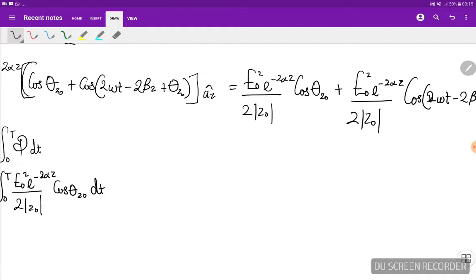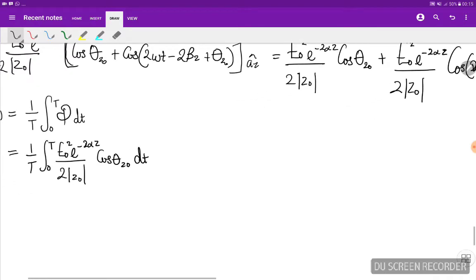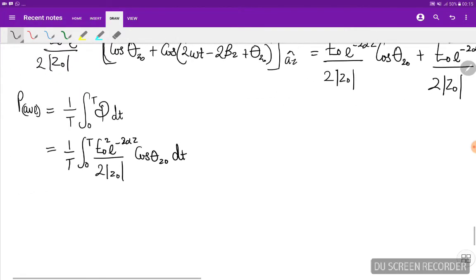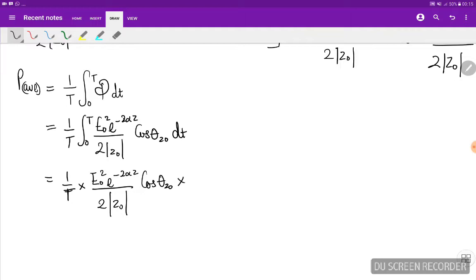So if we integrate cos WT minus 2BZ minus theta Z naught, we'll get sine. And once we get sine, we're already venturing into the imaginary and we're looking at only the real part. So therefore, if we put this, we have 1 over T times E naught squared E minus 2 alpha Z over 2 Z naught cos theta Z naught, then times T from 0 to T. But we know that when we put T here, T is going to cancel out.